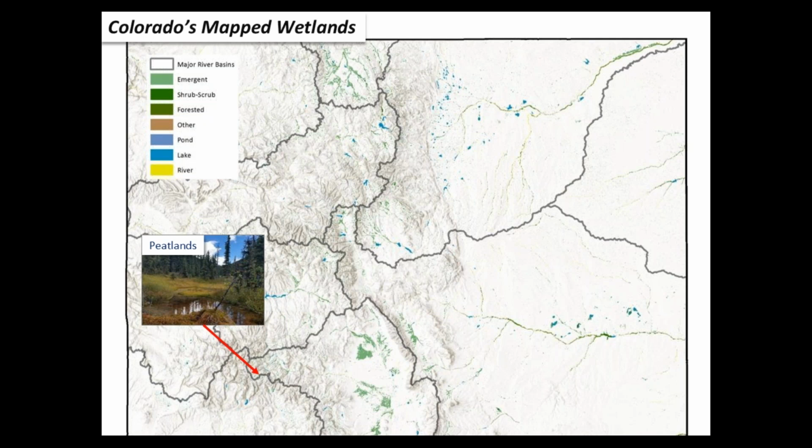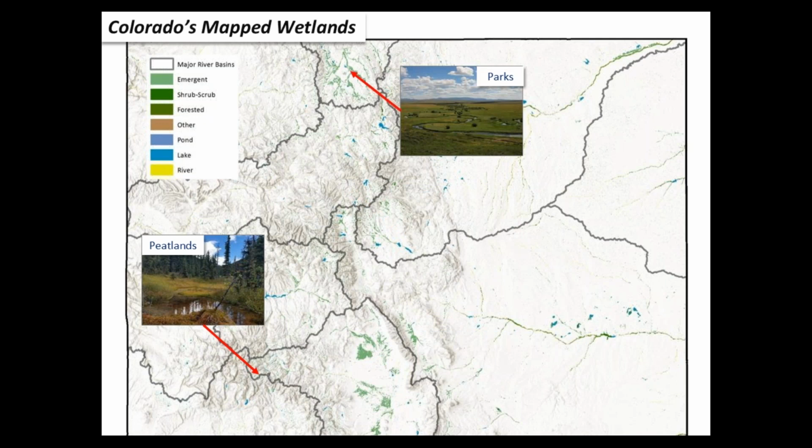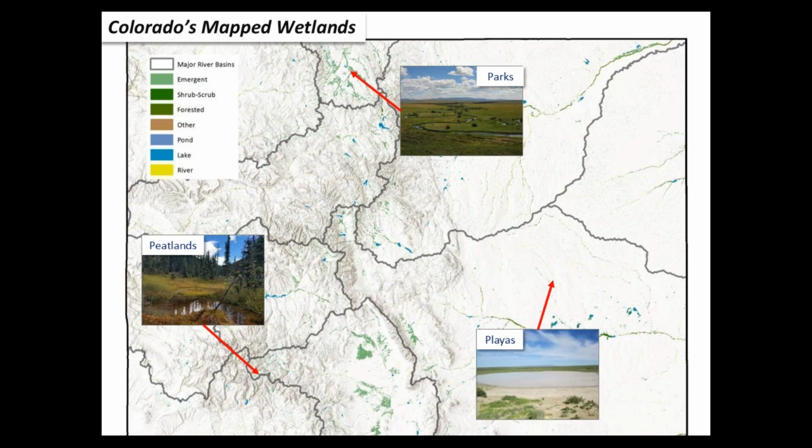Organic soil wetlands, known as peatlands or fens. Wet meadows and other herbaceous wetlands within Colorado's mountain parks. And ephemeral depressions on the plains known as playas. Through the stories of these 3 wetland types, I hope to convey the biological richness of Colorado's wetlands, the complexity of their history and connection to human land use, and the vulnerabilities they face.